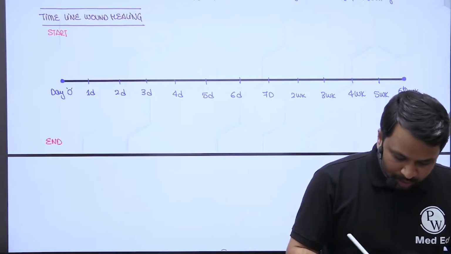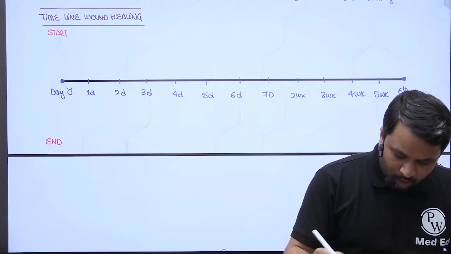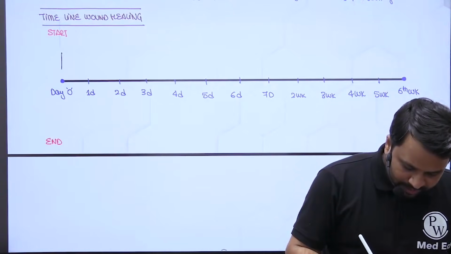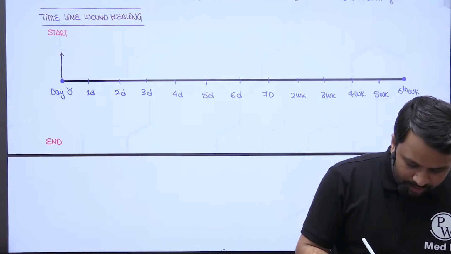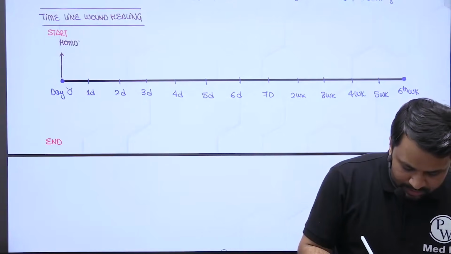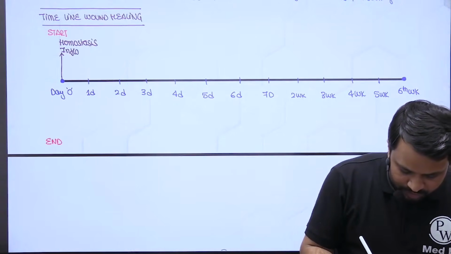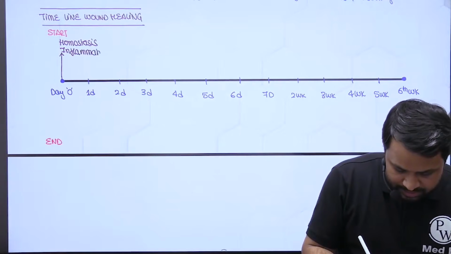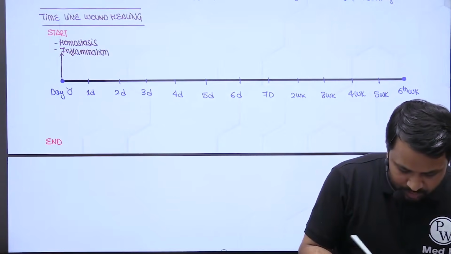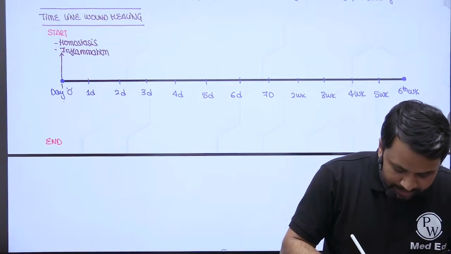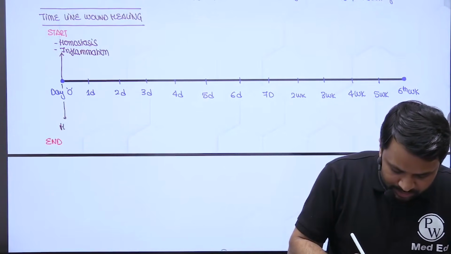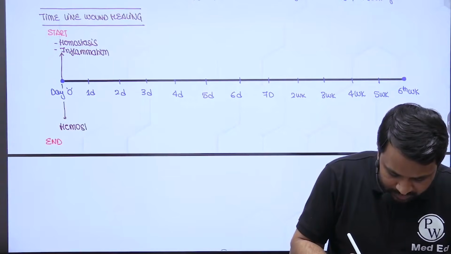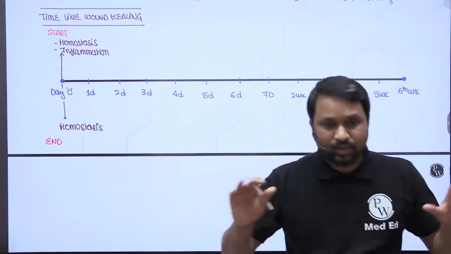Now, on day 0, what is going to start? Remember, on day 0, there are 2 events that are going to start. Number 1, there will be hemostasis. And number 2, there is a phase of inflammation. The hemostasis and the phase of inflammation start on day 0. What ends on day 0? Again, it is the hemostasis. It is the hemostasis that ends on day 0 as well.